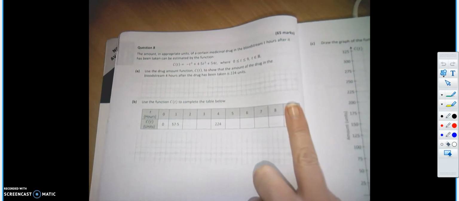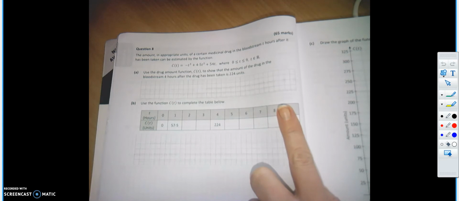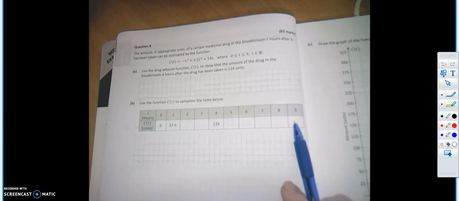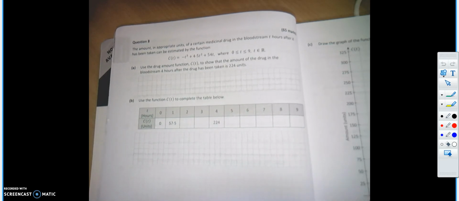Right, so if we have a look at last year's exam question, question 8, paper 1, 2018. It gave you a function: the amount of a certain drug in a bloodstream t hours after it's taken is given by some function. They ask you to find out how much of the drug is in the person over a certain amount of time. So you've solved this by plugging it into the table function of your calculator.